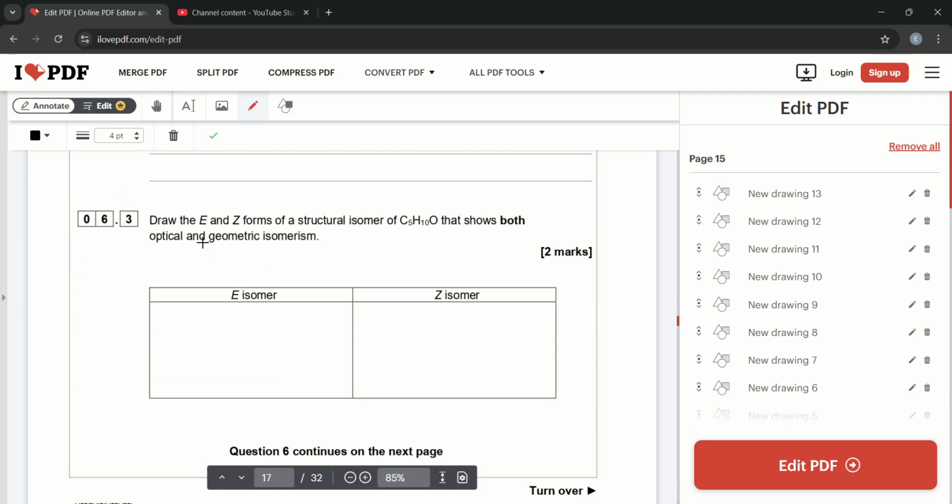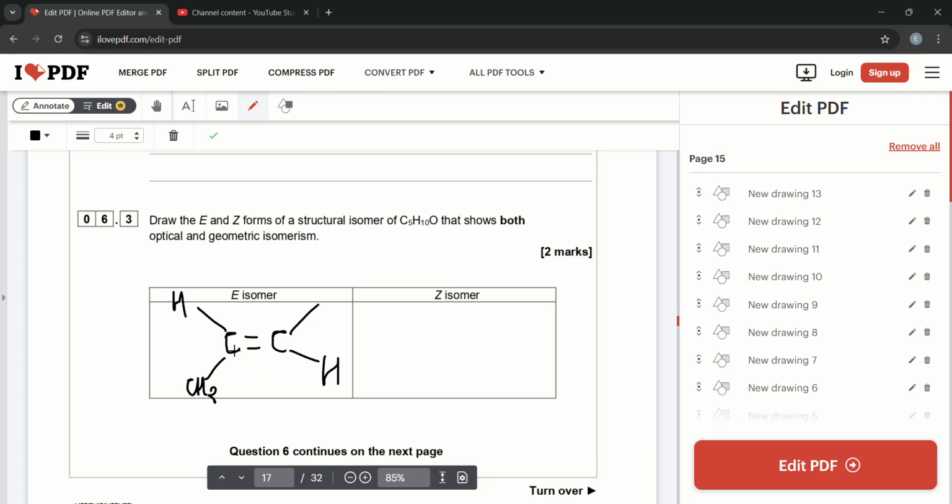And then 6.3, draw the E and Z forms of a structural isomer of C5H10O that shows both optical and geometric isomerism. Okay. So first things first, draw the EZ isomer. We're going to have C double bond C in the middle. Now let's not overthink this. We've got an H here. Remember the E isomers, they're enemies. So the 2 groups are opposing each other. So we can have a hydrogen here, we'll have a hydrogen here. Makes a lot of sense. And then we'll have a methyl group here.